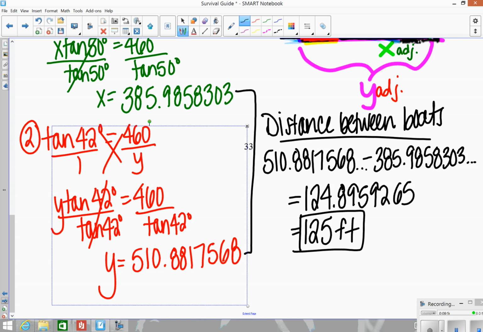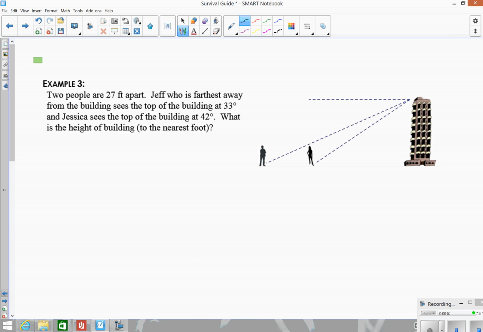And then the last example here is looking at another situation where you have multiple triangles being used. So as soon as you see a picture like this, you should be thinking multiple triangles are being used to set up the situation. So we have, in this case, the two people that are standing here are 27 feet apart. So I know this distance that we just found in the last problem we're actually given in this problem. And Jeff, who is the furthest away, sees the top of the building at a 33-degree angle.